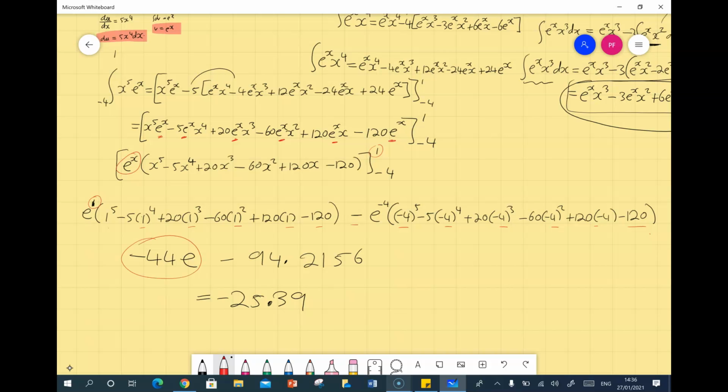For the second bracket I get minus 94.2156, but it's subtracted, so that becomes a plus. So minus 44 times e plus 94.2156 gives me minus 25.39. A word of caution here: if you're doing minuses, be very, very careful depending on the calculator you have. It's minus 4 to the power of 5, but especially if you're doing even powers, put your minus 4 in a bracket and put the power outside when you're doing it in your calculator. It'll stop you making a sign mistake accidentally, so use plenty of brackets. It's a tough question, a very, very long question. Best of luck.